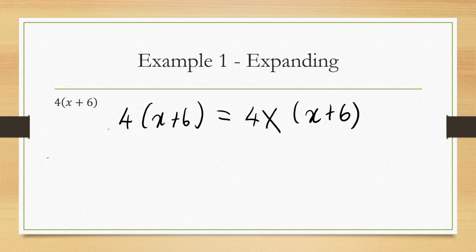Now let's look at how we're actually going to expand out this bracket. So we're going to write it down like this, and we're going to draw an arrow. You don't actually have to draw the arrow, but I'm showing you where it is being multiplied from. So the 4 is going to be multiplied with the x in front. So I'm going to write it down like this.